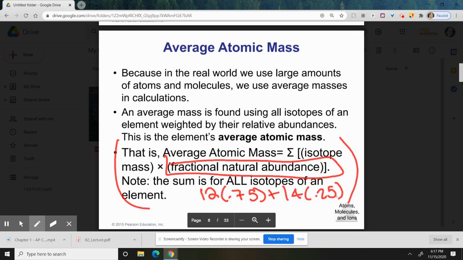It's the same way that if you're looking at your grades for a class, you might have a weighted average. If the tests are worth more than the papers, you would weight your test scores more heavily, or vice versa. So you have to add up all the isotopes and all their abundances, and that's how you get that average atomic mass. And that's the number that is on the periodic table. So if I look at carbon having an average atomic mass of 12.01, that is the average mass of all of the isotopes of carbon.